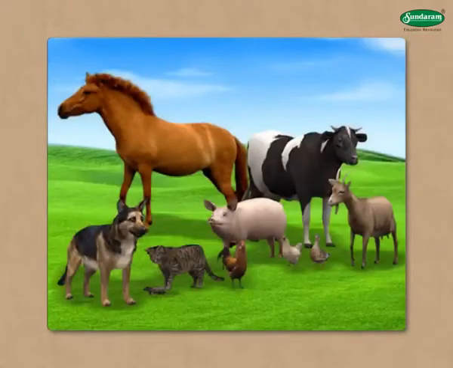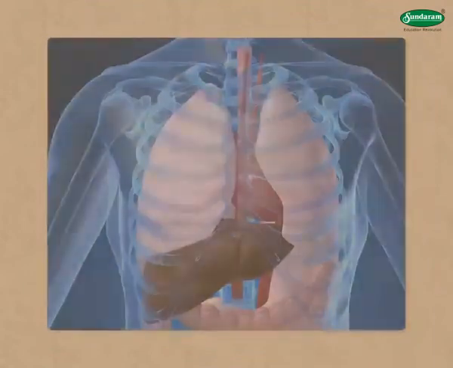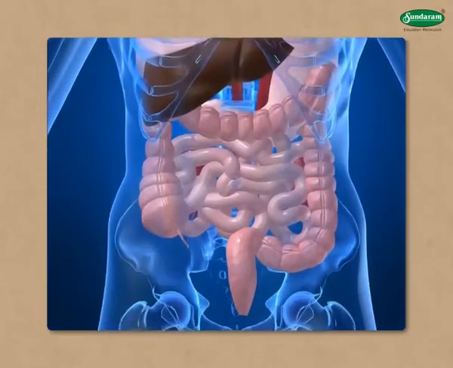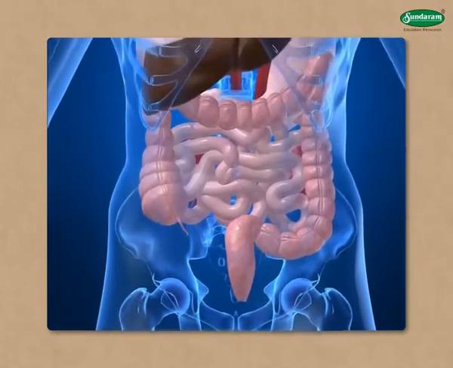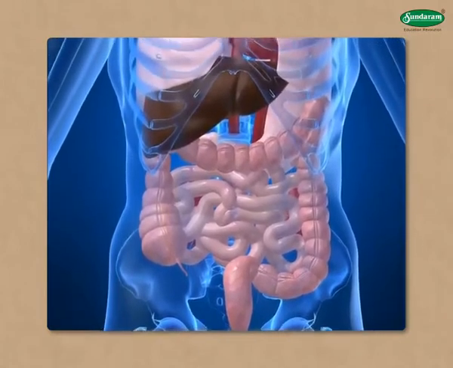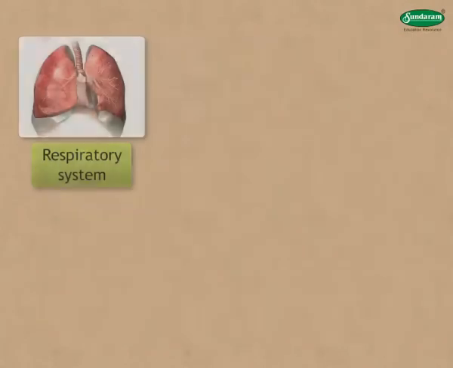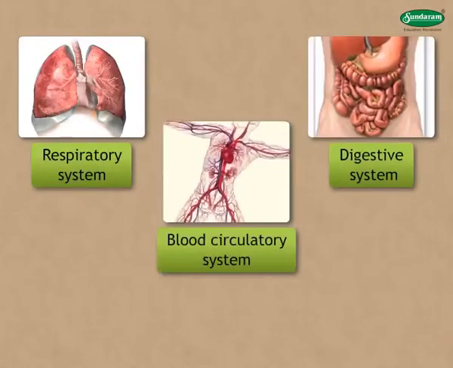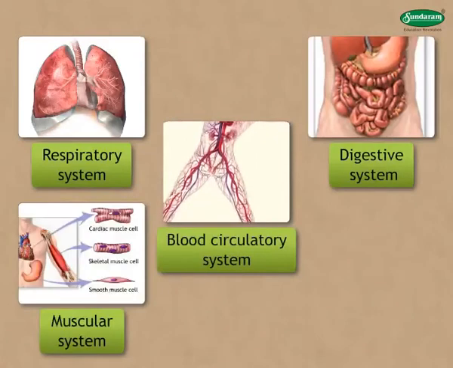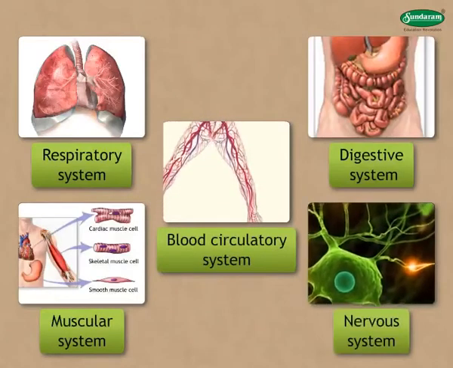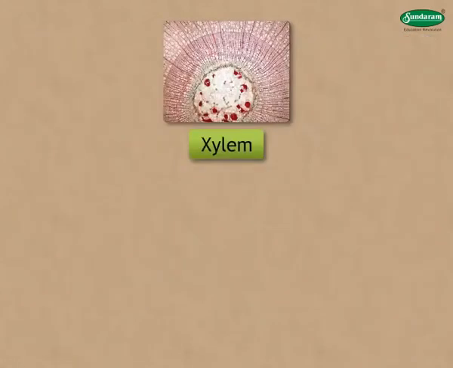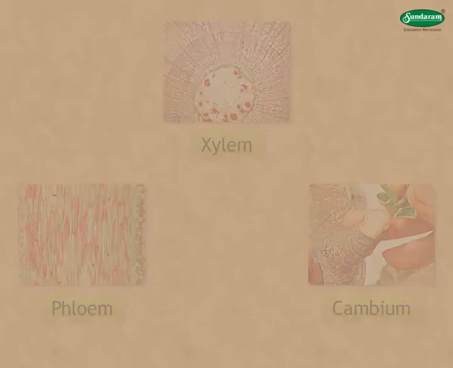In living organisms, different types of tissues work together and form an organ. Organs are arranged into systems to form an organ system. Example, respiratory system, digestive system, blood circulatory system, muscular system, nervous system. An organism consists of such organ systems working together.